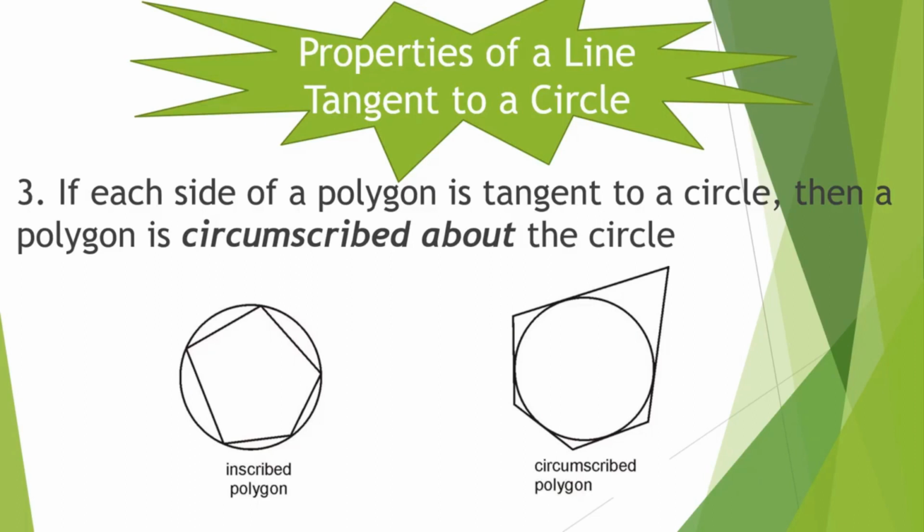While in the left side, the first illustration, it is called an inscribed polygon. Why is it an inscribed polygon? Because, as you can see, the polygon is inside the circle. What makes it an inscribed polygon? All the vertices of the polygon are on the circle. That's the difference between an inscribed polygon and a circumscribed polygon.